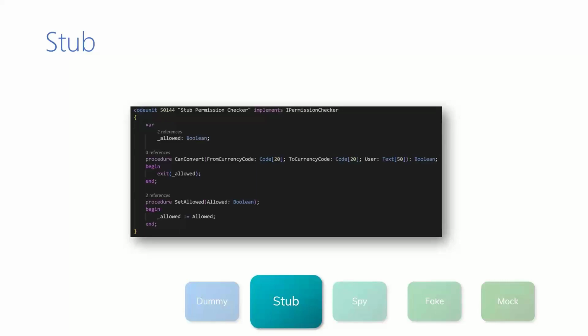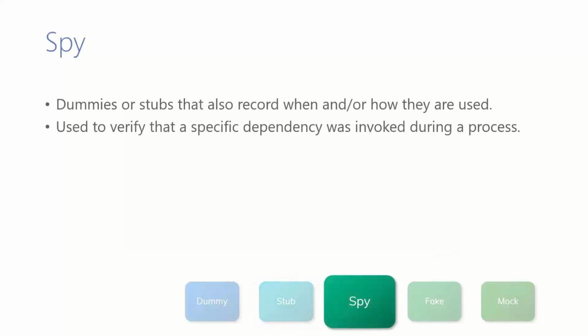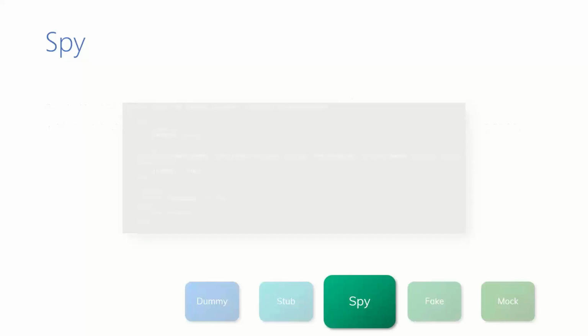So this is a stub. Another similar to stub is called a spy. These are dummies or stubs that will also record when or maybe even how some process was used. So they are typically used to verify that a specific dependency was invoked during a process.